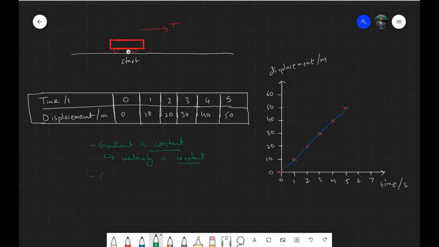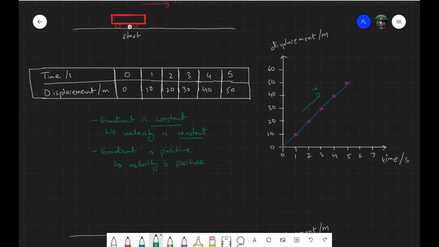We can also say that the gradient is positive, which means that velocity is positive. So remember, it's not the values on the y-axis which are actually telling us whether the car is moving forward or backward. It's the direction in which the line is going as the time increases, which tells us in which direction the car is moving.